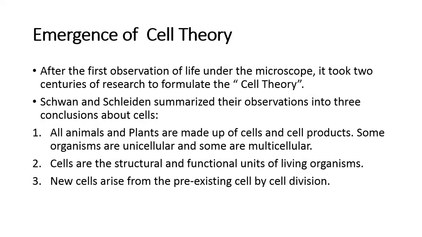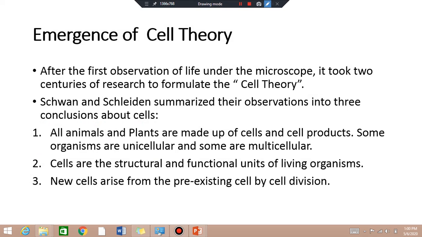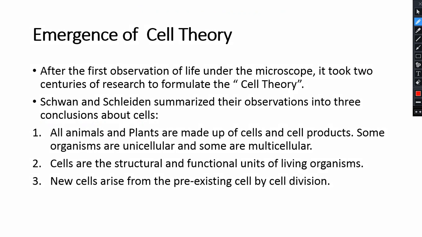The main contribution in this cell theory was of Schleiden and Schwann, because they observed the cell, and they came to these 3 conclusions about the cell. The first conclusion was that all animals and plants are made up of cells and cell products such as cell organelles. Some organisms are unicellular and some are multicellular. The second conclusion was that cells are the structural and functional unit of living organisms. And the third, they said new cells arise from pre-existing cells by cell division.